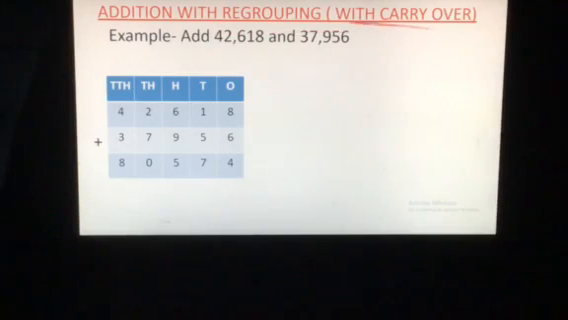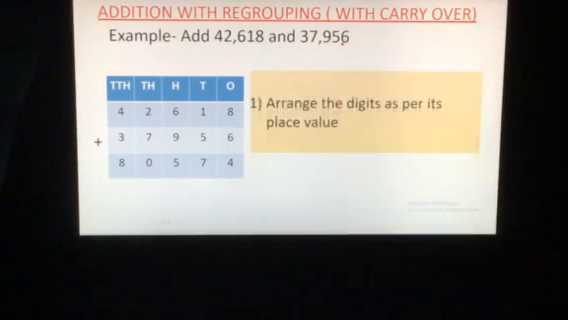Our second topic is addition with regrouping. That means with carryover. Let's look at the example. In this example, we have to add 42,618 and 37,956. So, we arrange the numbers as per their place value.